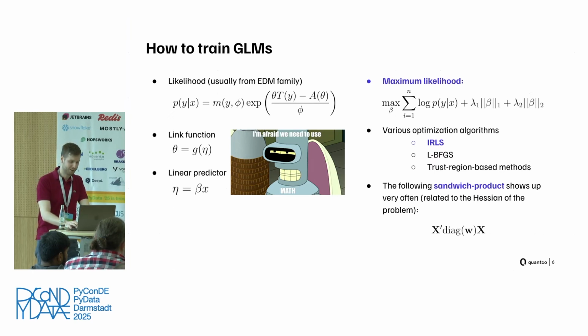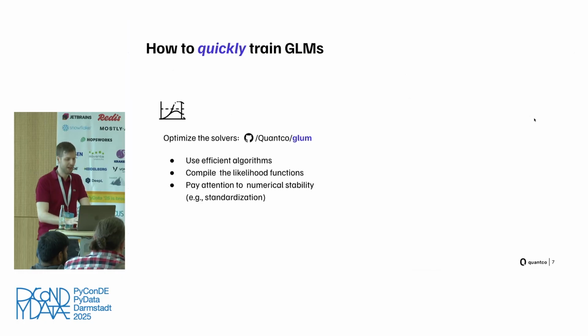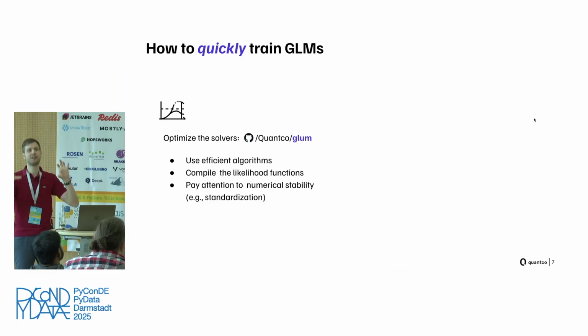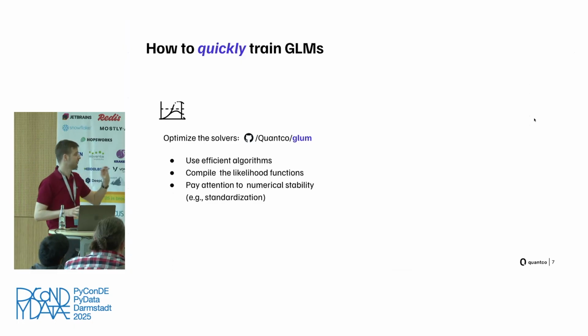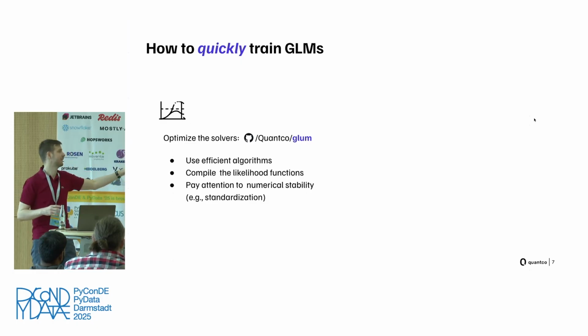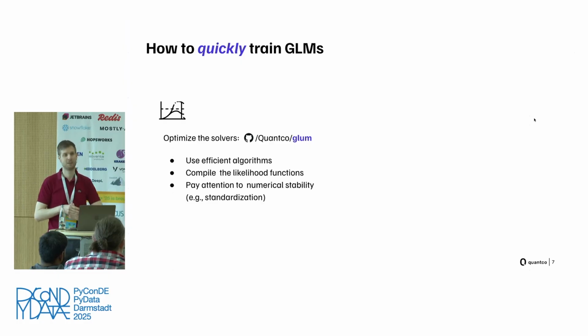Now, this is how we train GLMs. So how to quickly train GLMs? There are two broad categories of things you can do. First of all, you can focus on the optimization itself, use efficient algorithms, compile the likelihood functions. For example, in Glum, we use Cython, but you could just as well use C, or just-in-time compilation, Numba, or something like that.